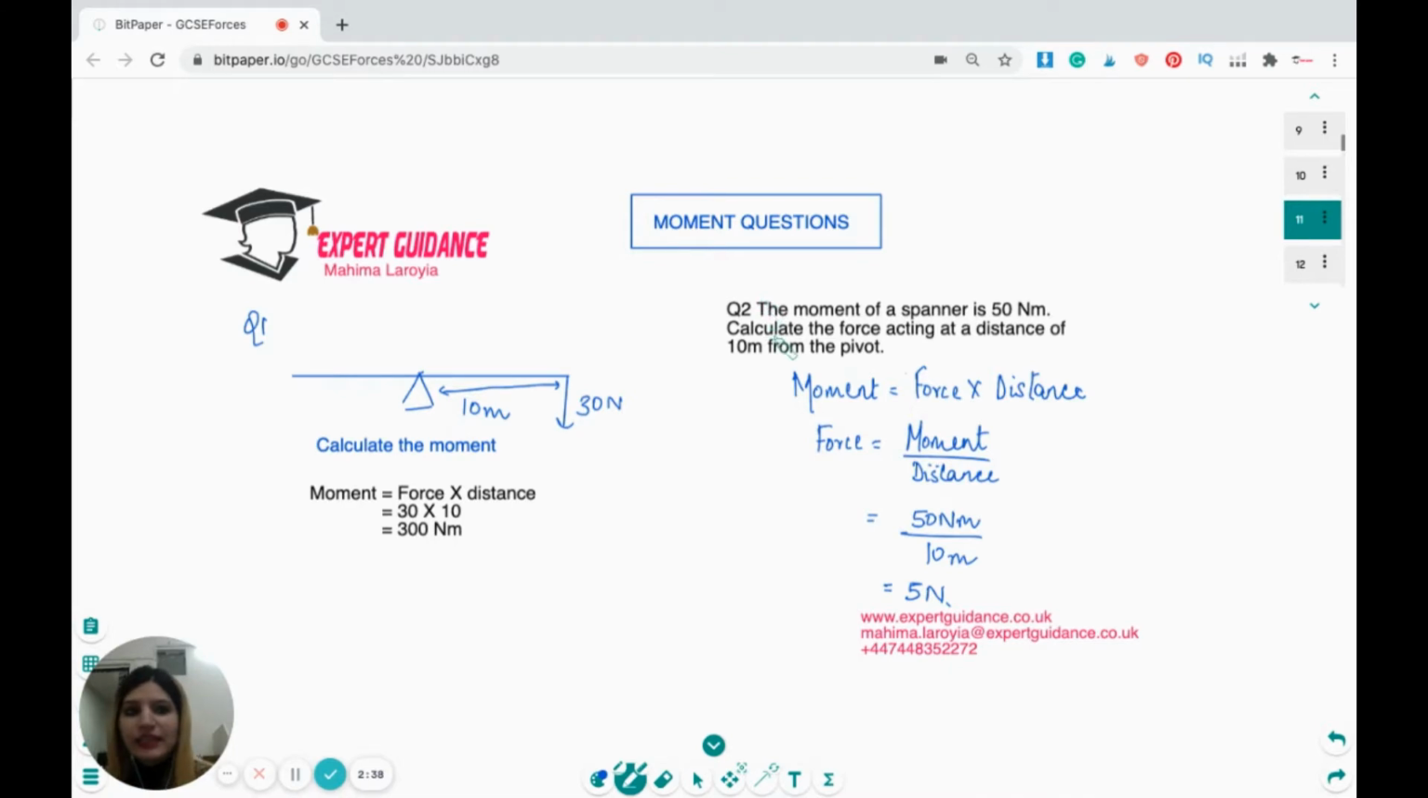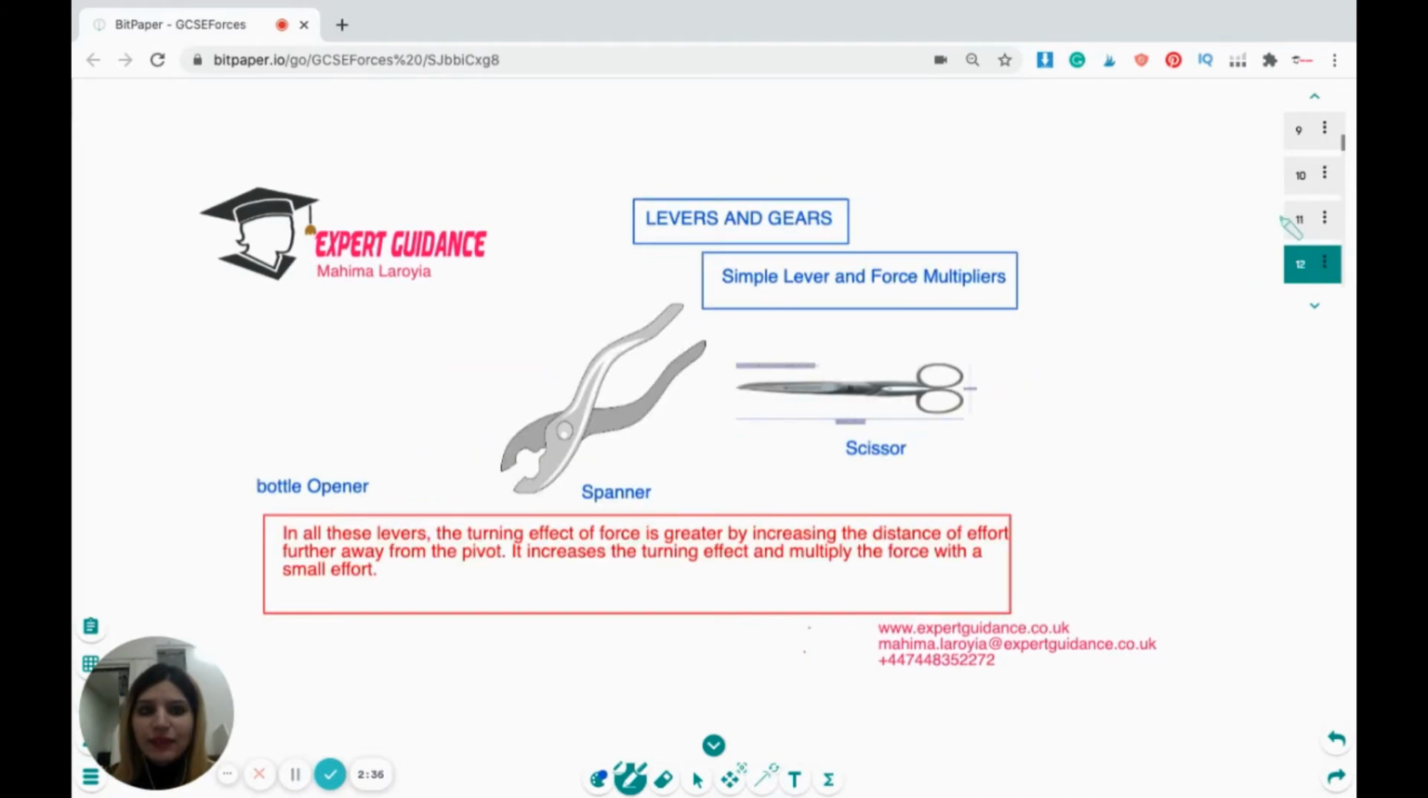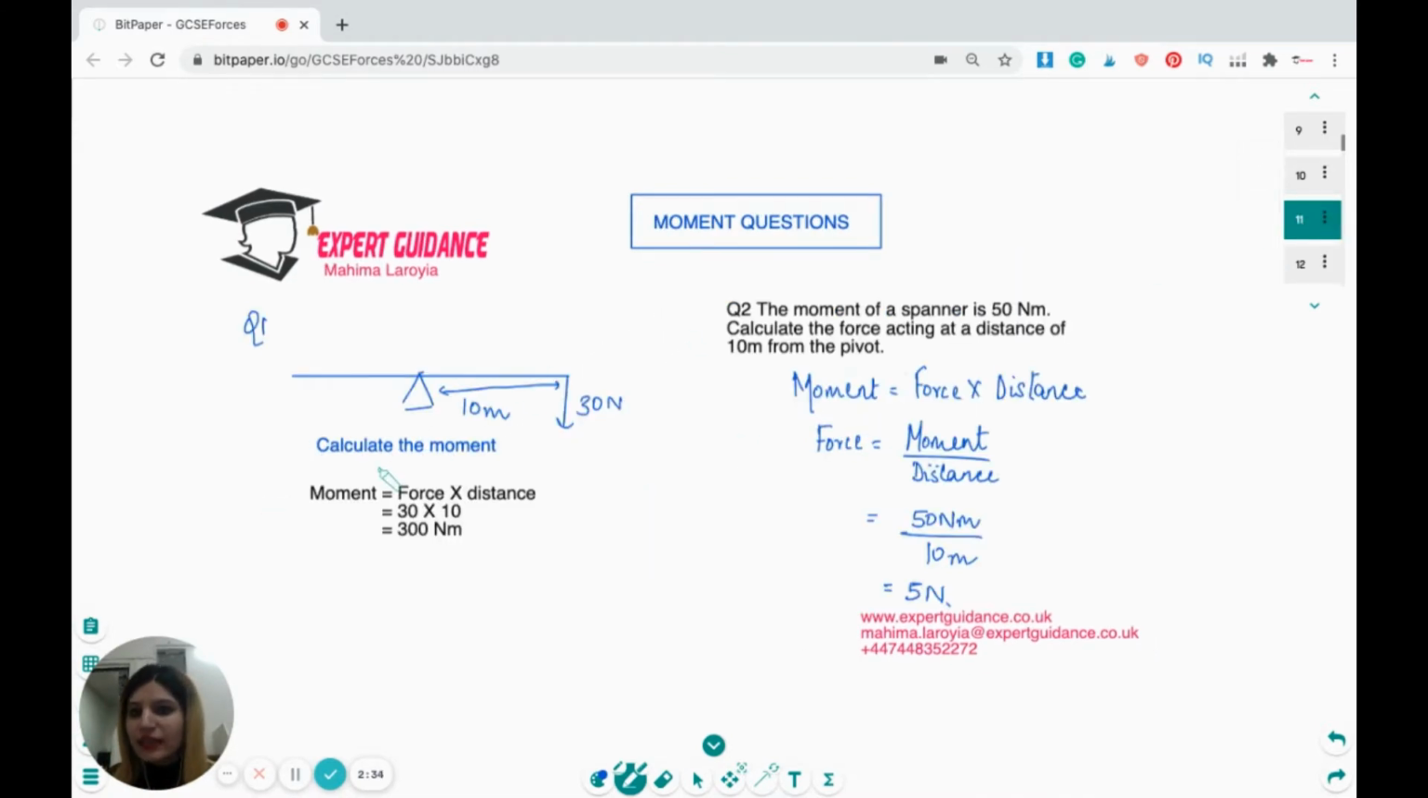So you can take a look at this example. The first one is calculate the moment. The distance from the pivot is 10 meters. The force is 30 newtons. So we do force times the distance. Remember, it's the perpendicular distance from the pivot. So 30 times 10, 300 newton meters is the moment in this case.